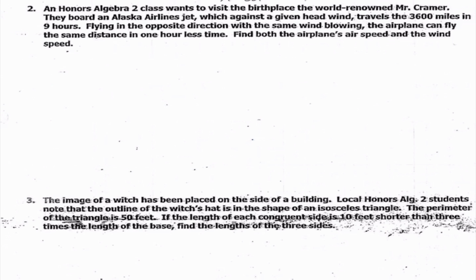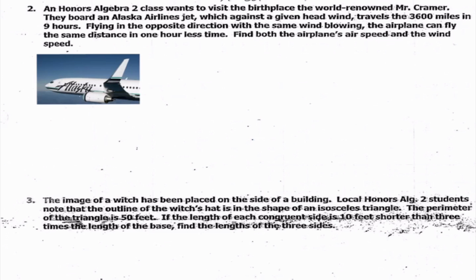So moving on to number 2, just a heads up, I think number 2 is the most difficult word problem that we're going to face. It says, an Honors Algebra 2 class wants to visit the birthplace of the world-renowned Mr. Kramer. We love Subtract Baby so much we want to visit him. They board an Alaska Airlines jet, which against a given headwind travels the 3,600 miles in 9 hours. Flying in the opposite direction with the same wind blowing, the airplane can fly the same distance in 1 hour less time. Find both the airplane's airspeed and wind speed.